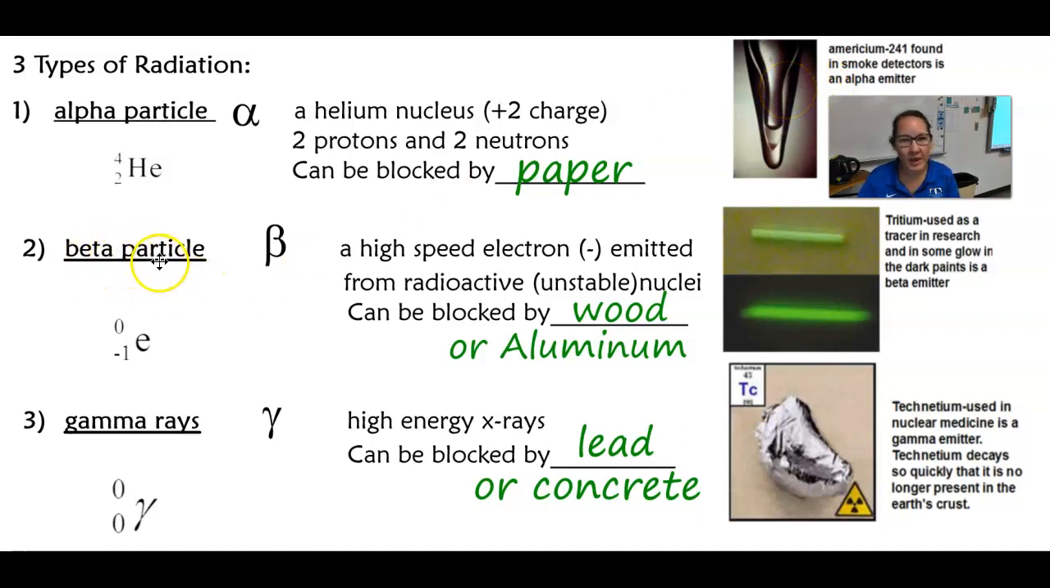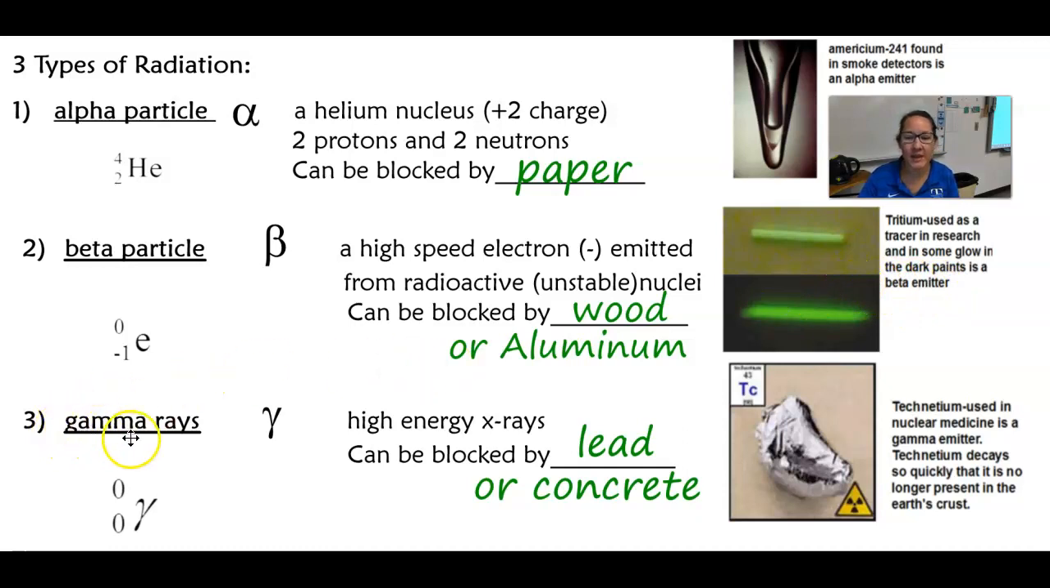The second type is beta radiation. Beta is abbreviated with this Greek letter β for beta. And the symbol of the beta particle is ⁰₋₁e for electron. It has 0 mass and atomic number of negative 1, and e for electron. A high-speed electron emitted from radioactive unstable nuclei, it can be blocked by wood or a thin sheet of metal, like aluminum. Tritium is used as a tracer in research and in some glow-in-the-dark paints, and is a beta emitter.